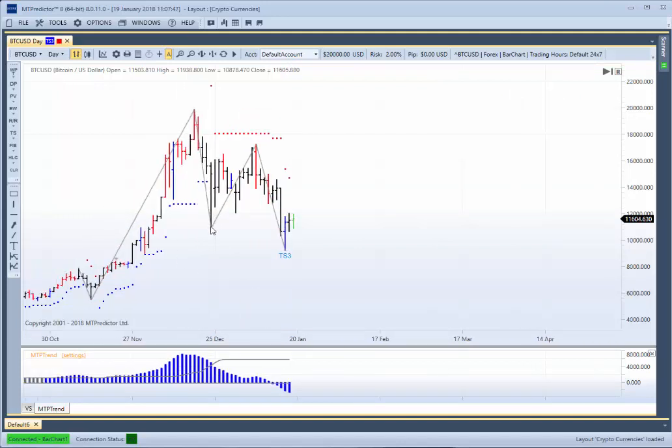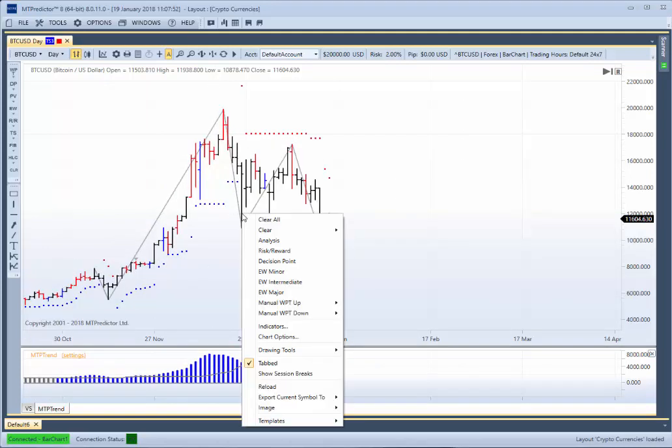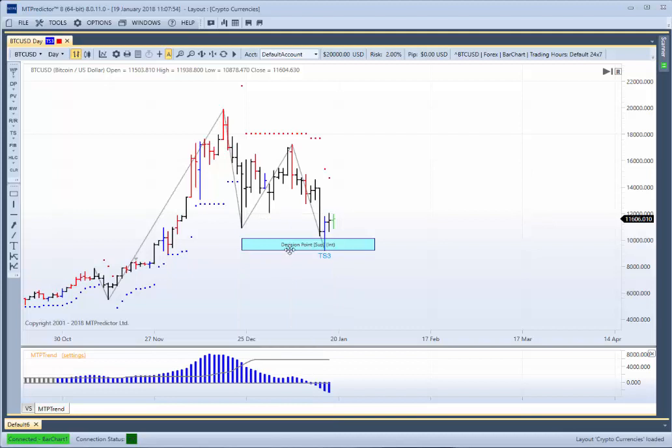Remind you that we can use all our normal tools in MTPredictor. So I'm just going to do a right mouse click off this low and do a decision point. Remember, these are leading indicators, so they would have been on the chart in advance. So as Bitcoin was declining down for the last week or so, this would be an area of support.